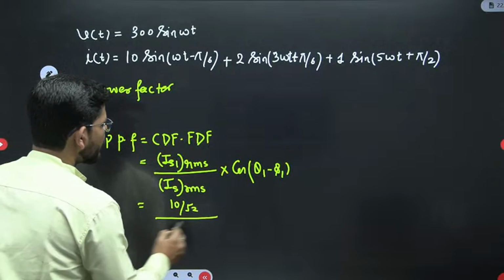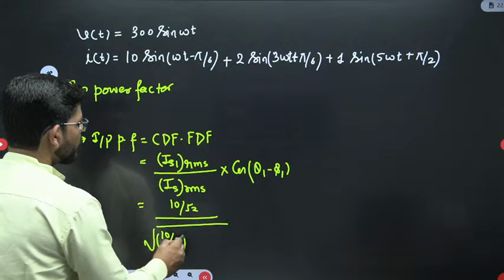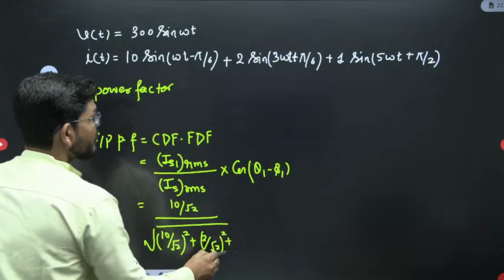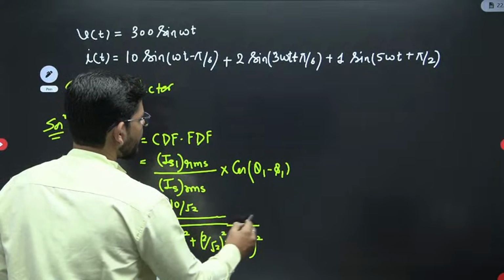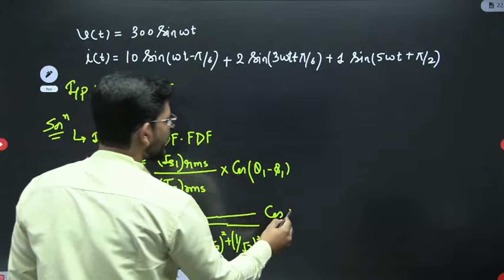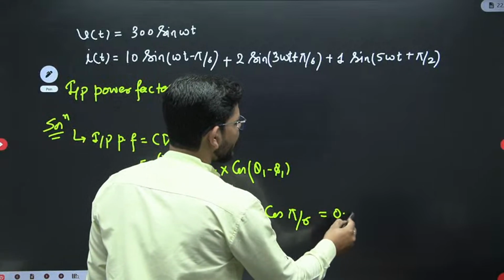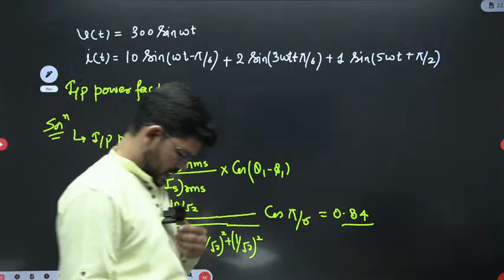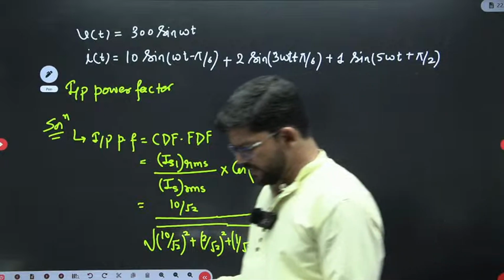And how will you find the total RMS value of current? It will be square root of (10 by root 2) square plus (2 by root 2) square plus (1 by root 2) square, into cos of, here the angle is pi by 6, cos pi by 6. Now when you solve it, you will get 0.84, correct. This is how you could have solved this question. I hope that this is understood, correct. So these were two easy questions.